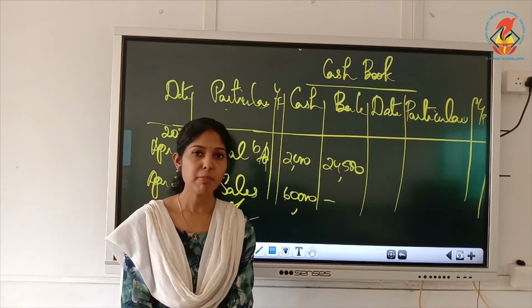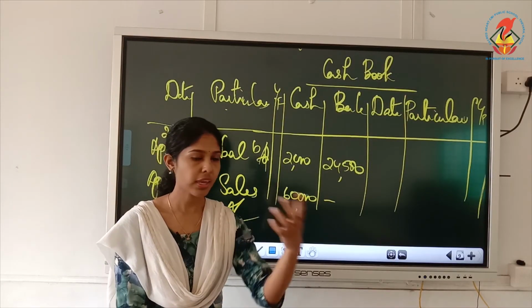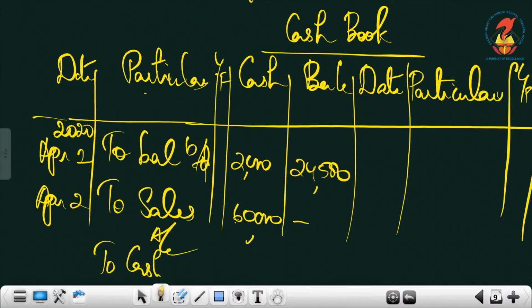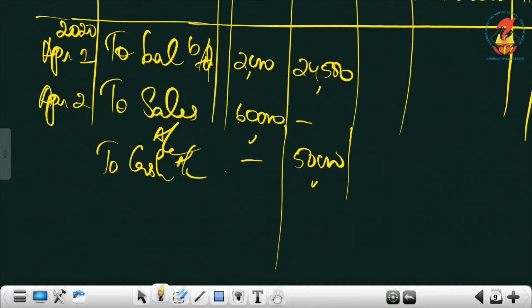Then deposited in bank, it is a contra entry, bank account debtor to cash account. So, here you write to cash account. In the bank column, you must write the amount 50,000. All these we have discussed before, so I am not explaining it again. The date is April 5th.